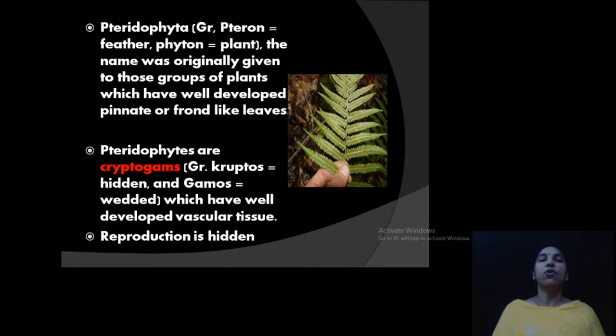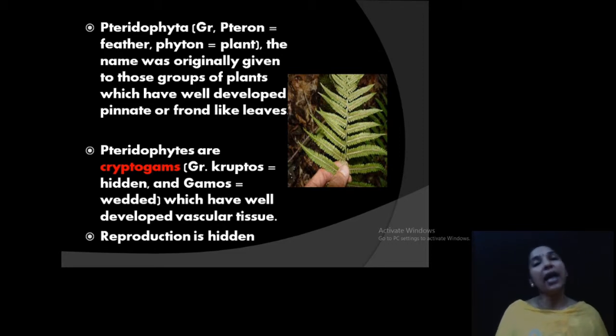The term pteridophyta comes from two Greek words, pteron and phyton. Pteron means feather, a feather-like appearance. Phyton means plants. This picture clearly explains the term feather-like condition. The name was originally given to those groups which have well-developed pinnate or frond-like leaves. You can otherwise call them fronds. That's the typical term used to describe the leaves of pteridophytes.